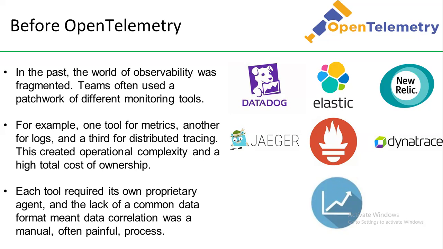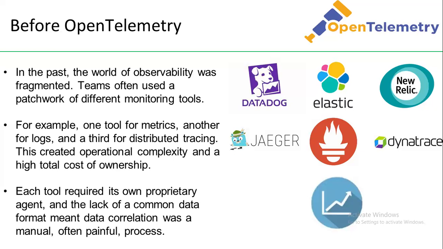The next one is before OpenTelemetry. In the past, the world of observability was fragmented. Teams often used a patchwork of different monitoring tools. For example, one tool for metrics, another for logs, and a third for distributed tracing. This created operational complexity and a high total cost of ownership. Each tool required its own proprietary agent, and the lack of a common data format meant data collection was a manual, often painful and lengthy process.